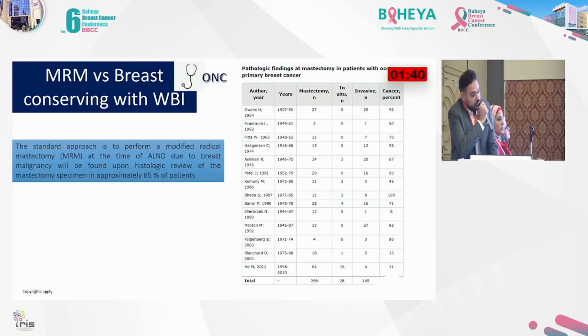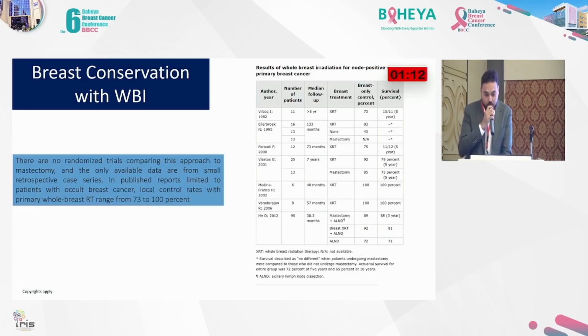Mastectomy versus irradiation. Actually, the standard approach for occult breast cancer is mastectomy at the time of axillary dissection, because breast malignancy will be found upon histological review of the mastectomy specimen in approximately 65% of patients. Here you can see in this table studies from 1954 to 2012, with almost 65% of patients having a breast lesion in the specimen after mastectomy.